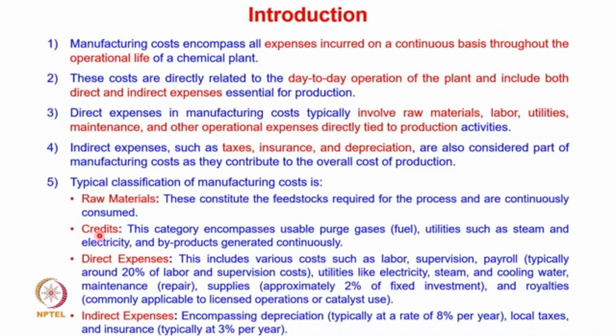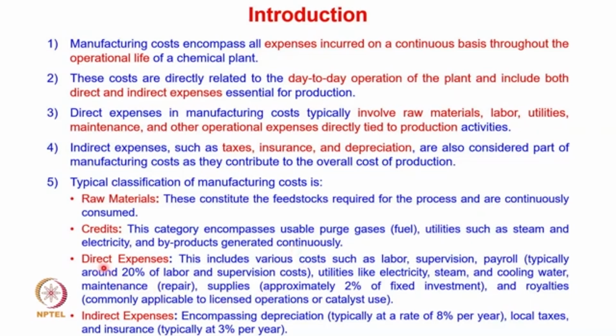Then the second classification is credits. Credits basically include the usable purge gases, utilities such as steam and electricity, and byproducts generated continuously. So that's why this is referred to as credits. These are the purge gases which are used as a fuel, also utilities like steam which are generated, and the byproducts generated.